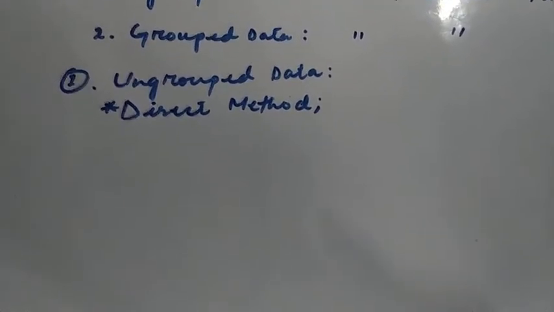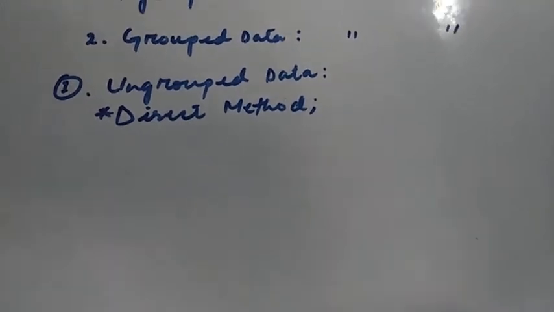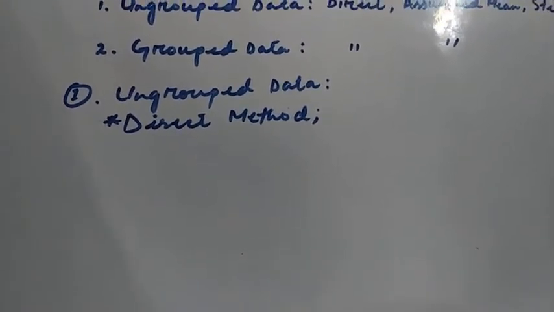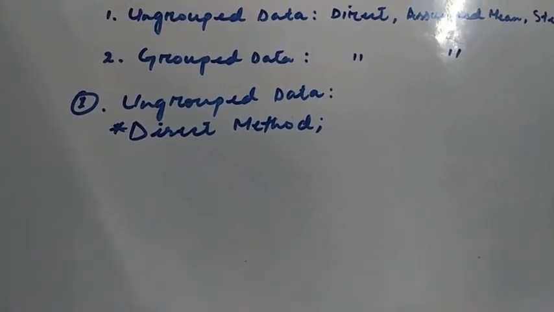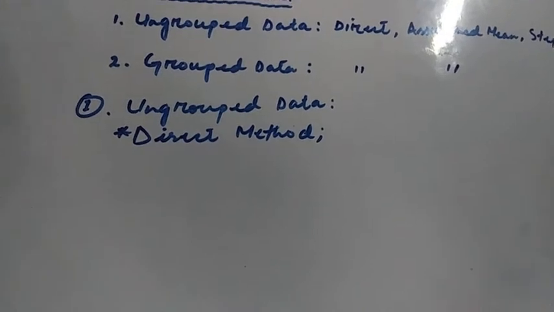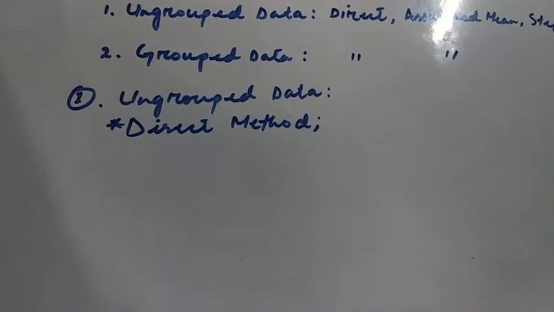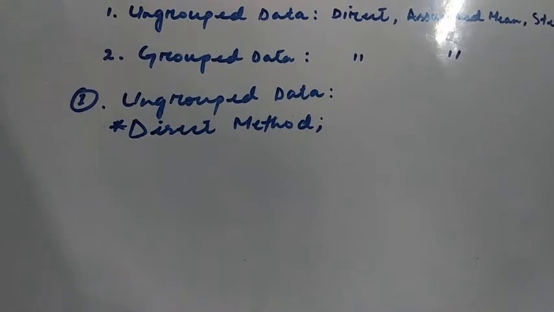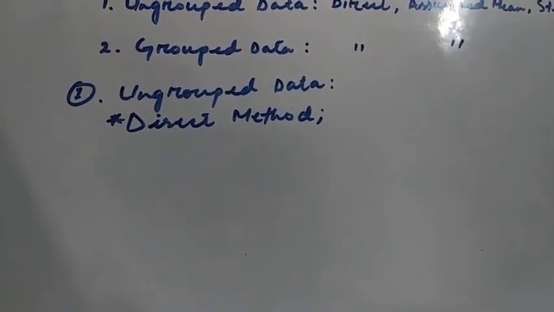First up, we have ungrouped data. Under this ungrouped data, we will discuss the direct method. Arithmetic mean by the direct method is defined as the sum of all observations in a series divided by the total number of observations.